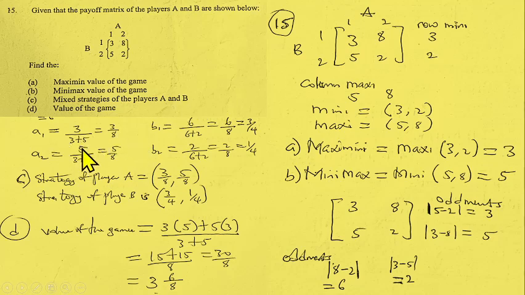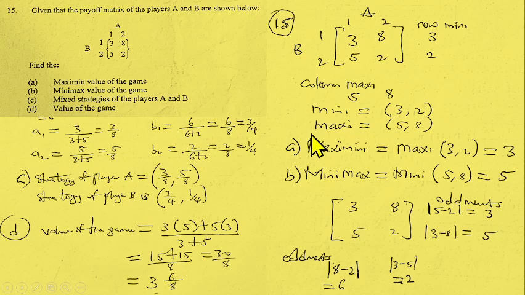Then also to get the mixed strategy for this 3, you have this 3, then over 3 plus 5. Then also to get the strategy for this 5 for this player B, we have 5 over 3 plus 5 as well, which is this plus this.